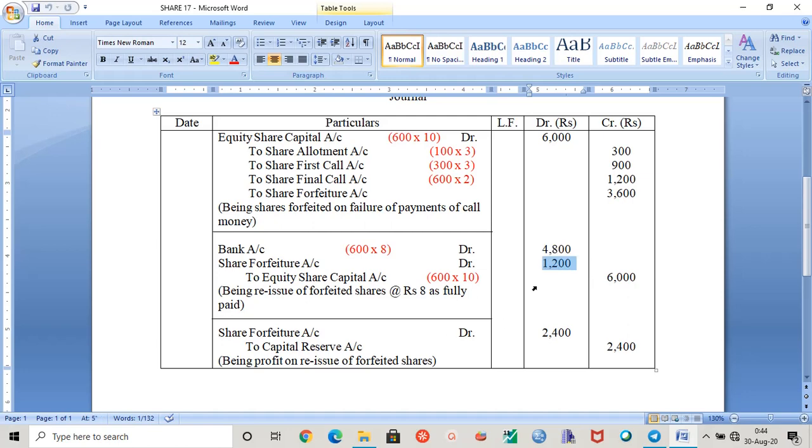Now when we have to calculate the profit on reissue of forfeited shares, from 3600, this share forfeiture account, you have to subtract this 1200. This share forfeiture account is on the credit side and this share forfeiture account is on the debit side. So you will subtract here, and this will be the profit on reissue of forfeited shares.